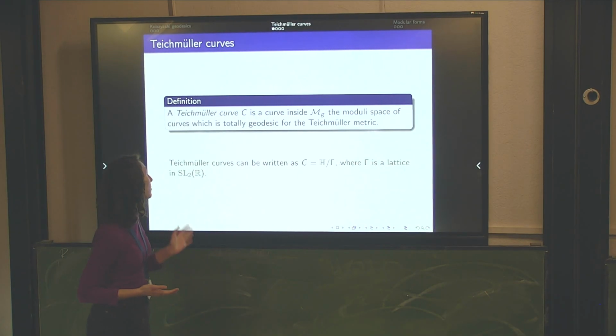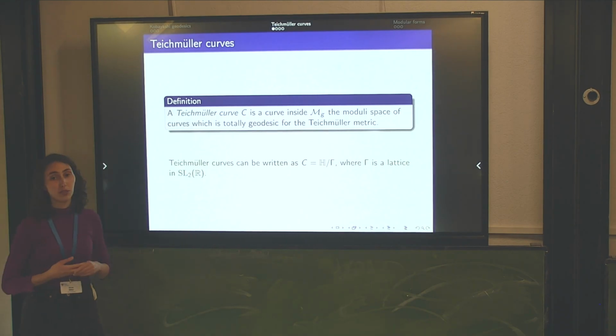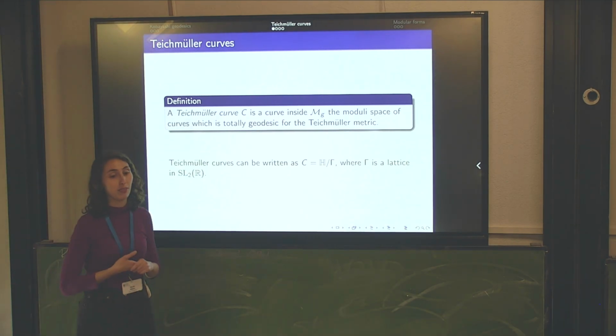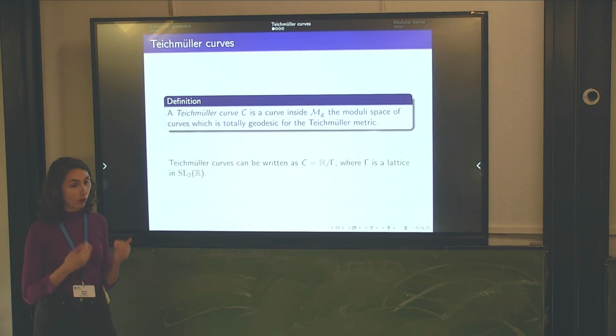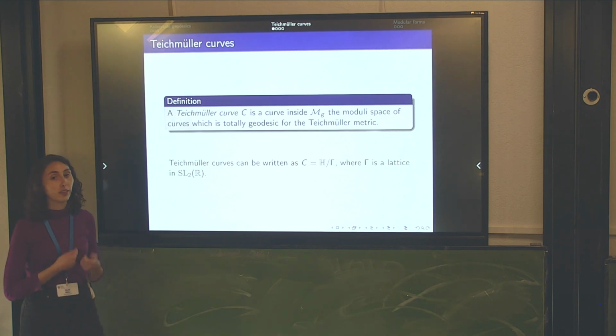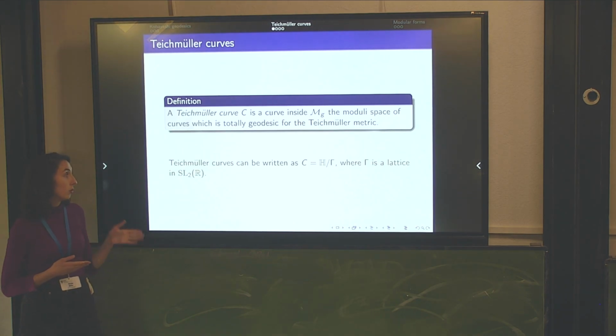First of all, I mentioned before, I want to define what a Teichmüller curve is. A Teichmüller curve is a curve inside the modular space of curves, which is totally geodesic for the Teichmüller metric, which also coincides with the Kobayashi metric in this case. And we can also think about them differently, namely by just taking the upper half plane modulo a subgroup gamma of SL2(R), which has to be a lattice.